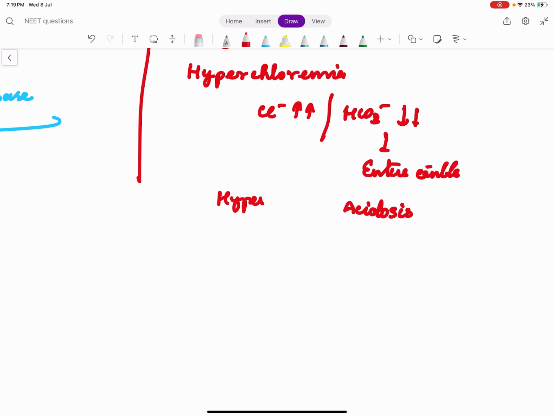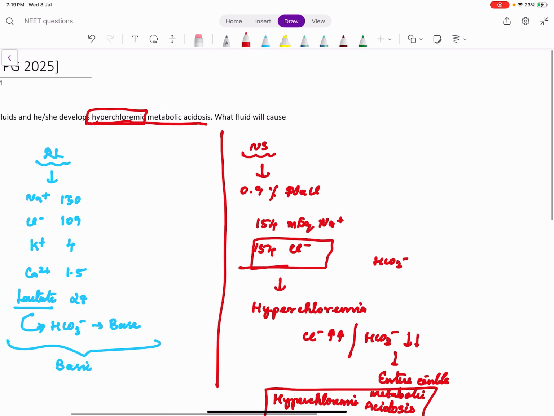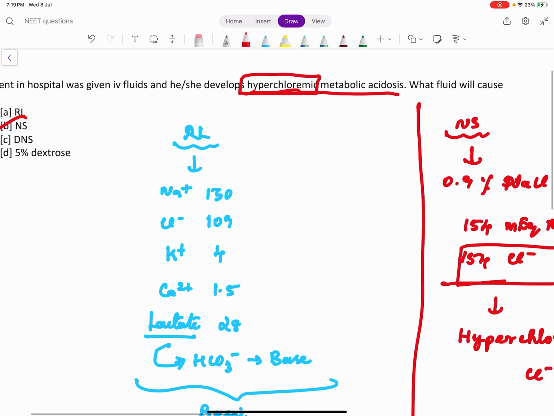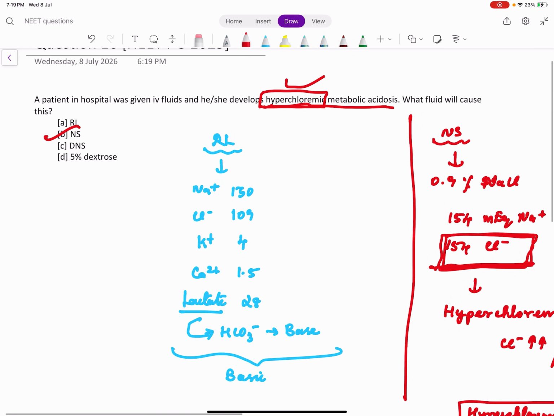So there is increased chloride, so it is called hyperchloremic acidosis, and this is a metabolic acidosis. When bicarb becomes low, we call it metabolic acidosis. The explanation is actually simple. Even if you are not able to understand, just remember normal saline has 154 milliequivalents of chloride, it leads to hyperchloremia. So NS is the answer.